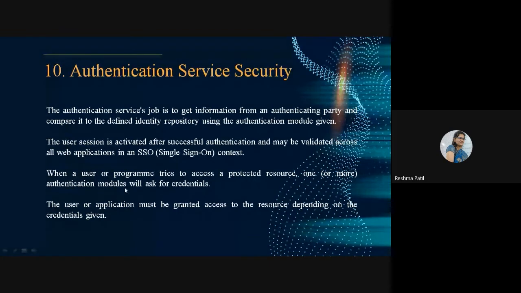When a user or program tries to access a protected resource, one or more authentication modules will ask for the credential. If you are asking for a protected resource, then they will ask you for something: your credential, your password, OTP. The user or application must be granted access to the resource depending on the credential given.